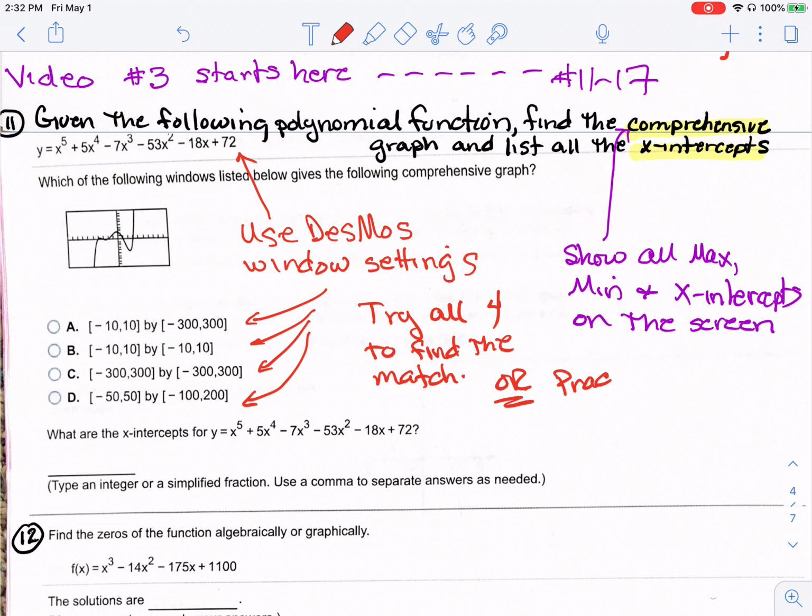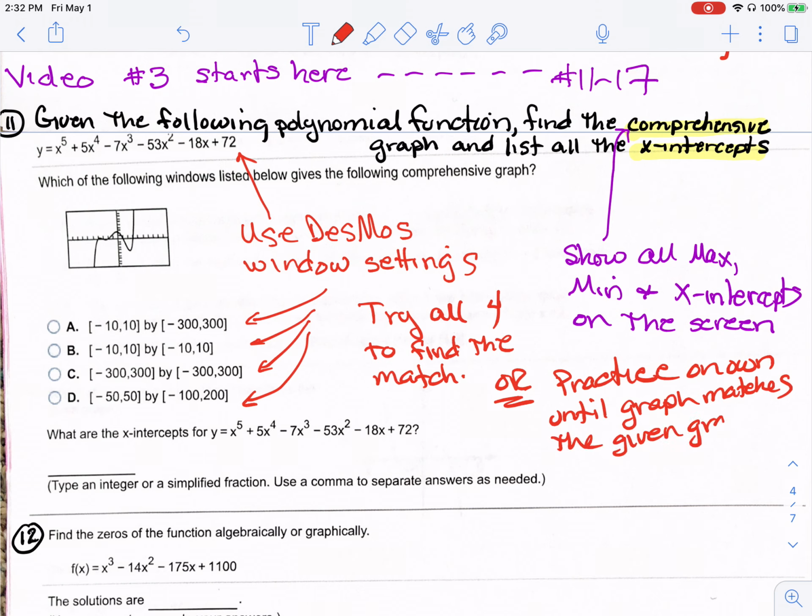So you can practice on your own until your graph on Desmos matches the example for the given graph. Once you have your entire graph on your screen, your comprehensive graph, then you can go ahead and move on to the next part. It says, what are the x-intercepts?